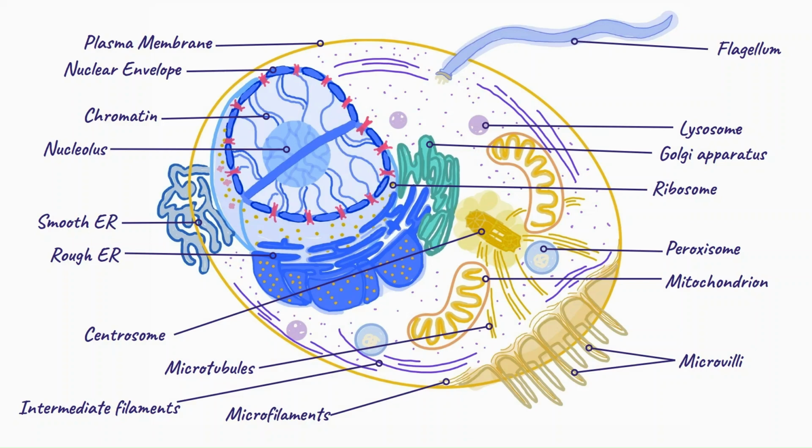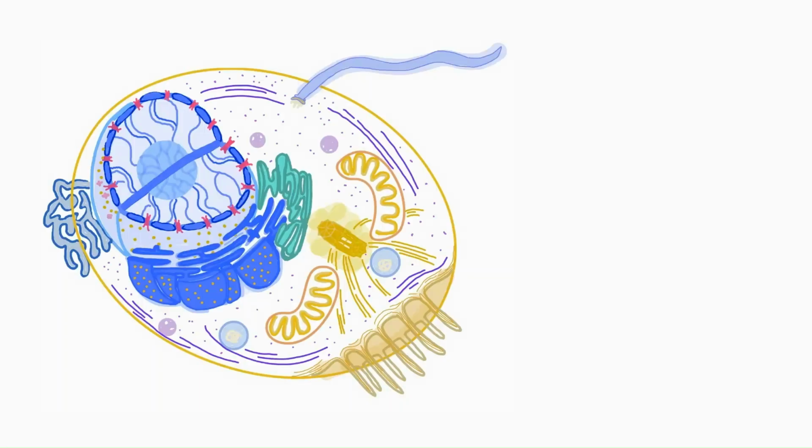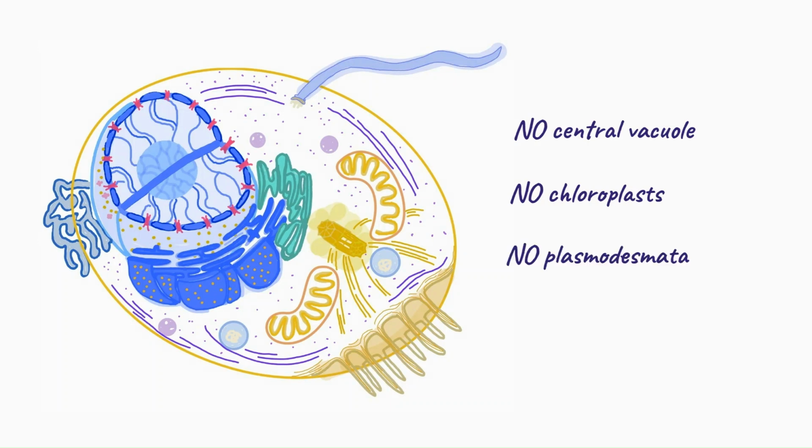Okay, so that completes the plant cell portion of this video. Now, let's look at the animal cell and compare the differences. Here is the cutaway drawing of the animal cell to refresh our memory. So what doesn't the animal cell have? Well, there's no central vacuole, there's no chloroplast, no plasmodesmata, and no cell wall.